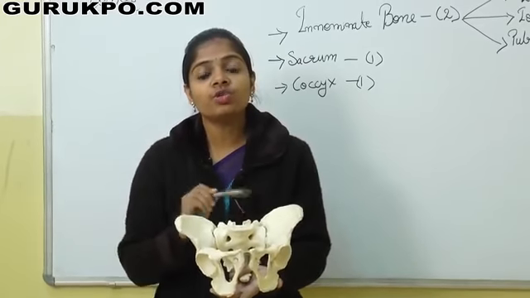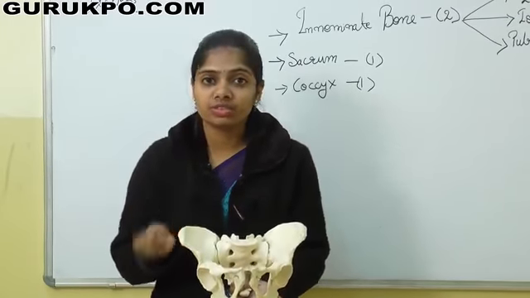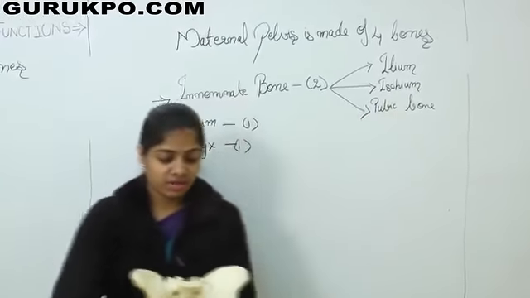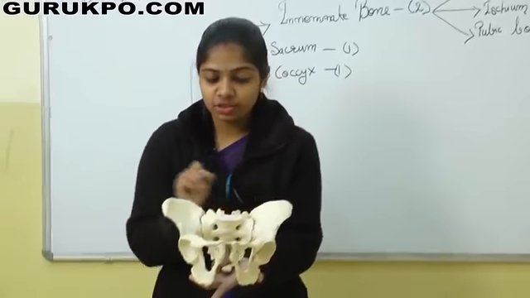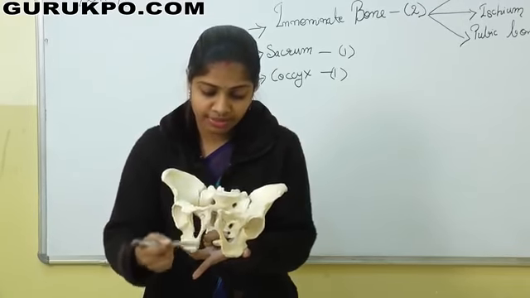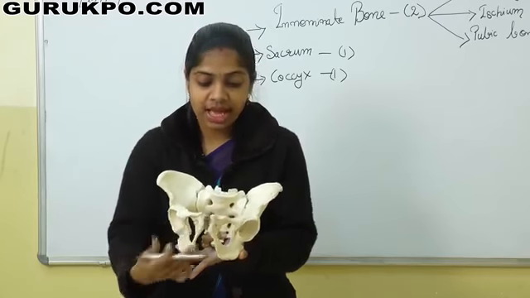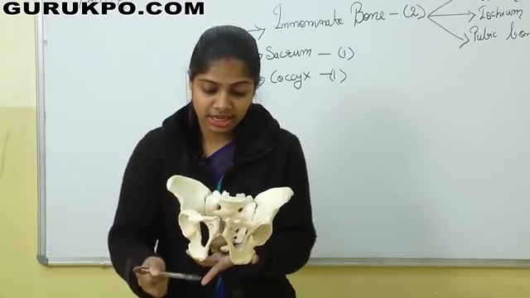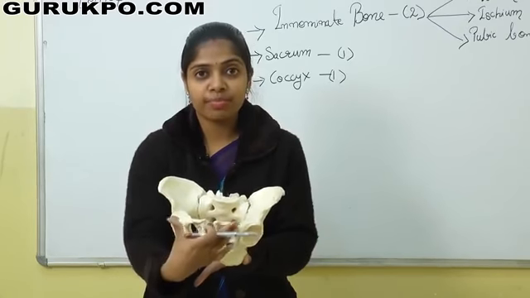Now again, the two innominate bones are divided into three parts, which are the ilium, ischium and pubis, which I will show you. These are the two ilia, then this is the ischium, and this is the pubis.